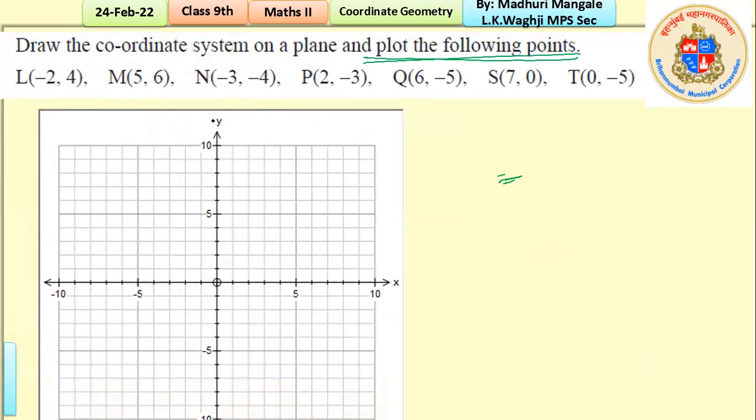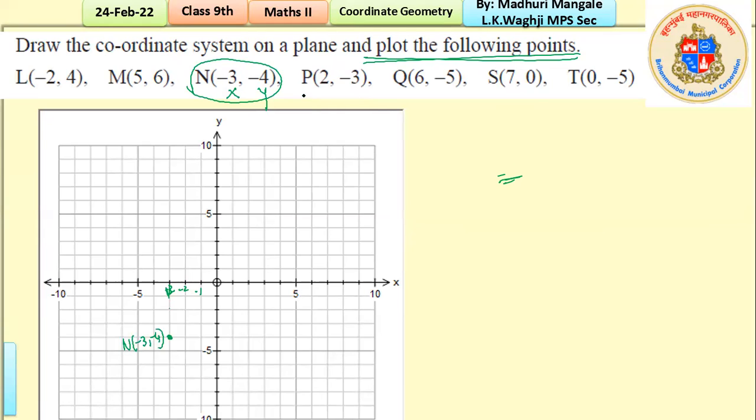Plot the following points. Let's take this point N. So x is negative 3, y is negative 4. We start with plotting the point x equals negative 3. So start at negative 3. This is negative 1, this is negative 2, this is negative 3 over here. And then since y is negative, we need to move down by 4 units. So moving downwards by 4 units, 1, 2, 3, 4 over here. So this is the point N, negative 3 comma negative 4.